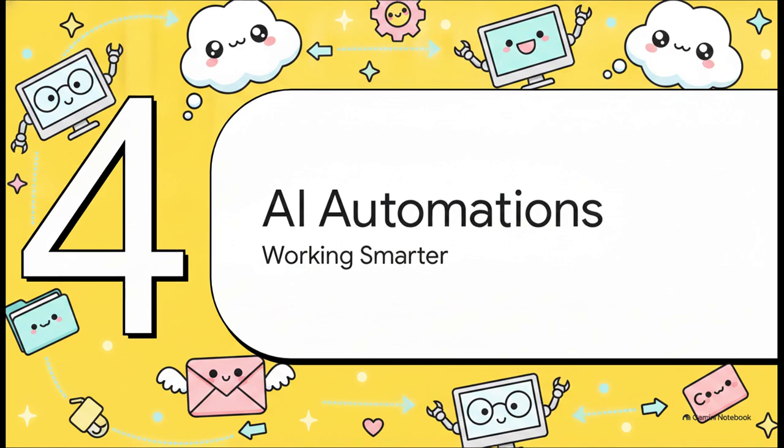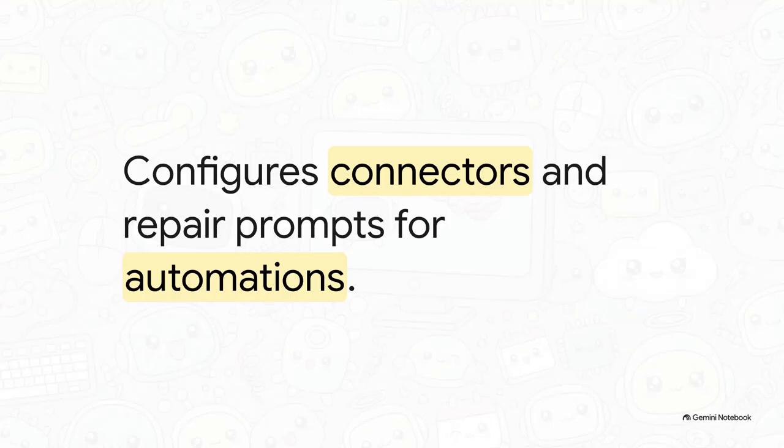Section 4. Building powerful AI automations. Working smarter. Okay, so ChatGPT knows exactly what you're doing on your screen. How do we actually put it to work? We are officially moving past just typing manual prompts and stepping into the era of building powerful, hands-free AI automations. This is where you combine ChatGPT with third-party tools to entirely automate your boring, tedious workflows.